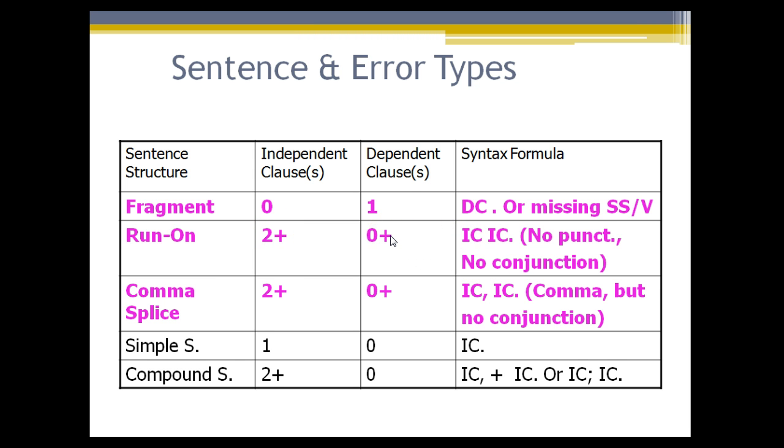You can have dependent clauses in a run-on, but typically the problem starts with not having any kind of conjunction or punctuation. A comma splice is actually a type of run-on, and as you can see by the syntax formula, it looks very similar. The key is there's a comma between them, but no conjunction, which doesn't work. It's still considered a type of run-on. A simple sentence is going to be one independent clause, no dependent clauses, that's it. Independent clause, period.